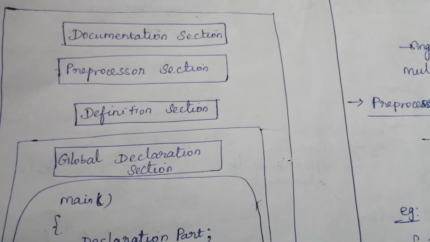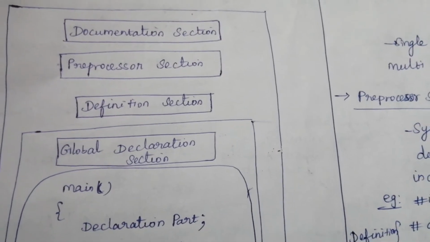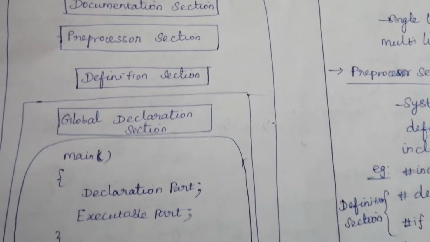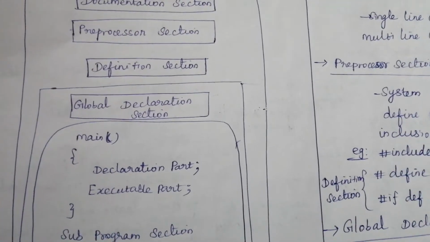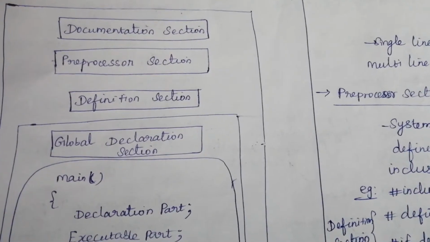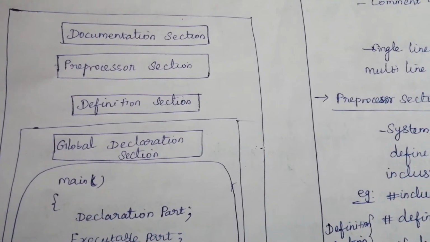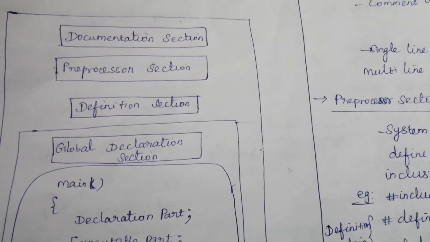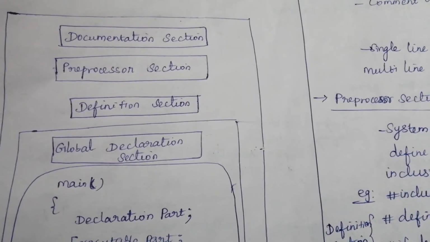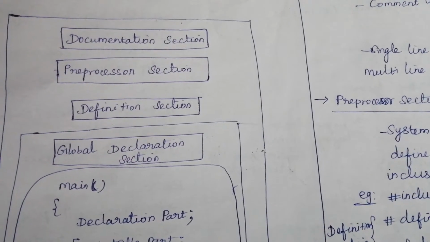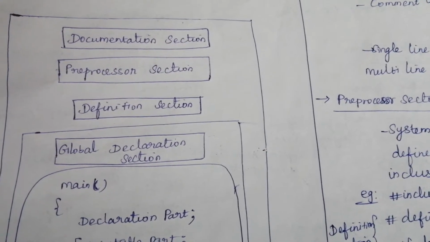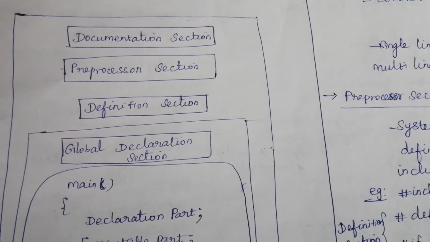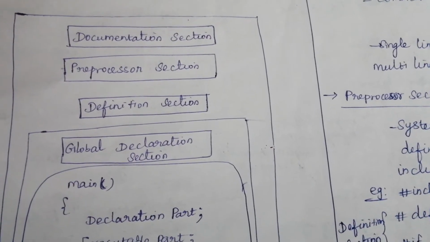It has sections like the documentation section, preprocessor section, definition section, global declaration section, main function, and then the subprogram section. Now we'll discuss them one by one. In the documentation section, as the name itself says, it describes the program we have written. Normally these things are described with the help of comment lines. Comment lines are used to specify the name of the program, the author information, and other details.